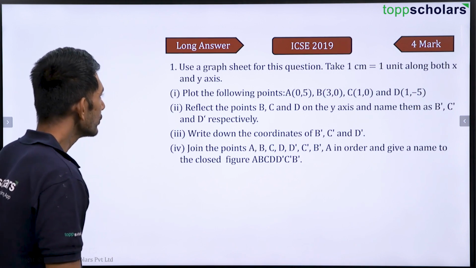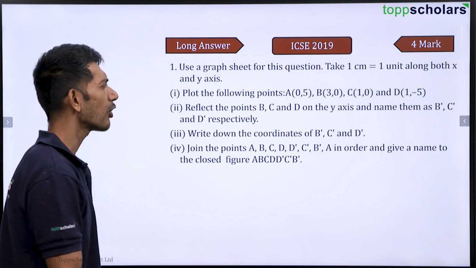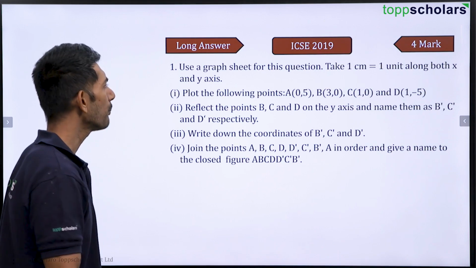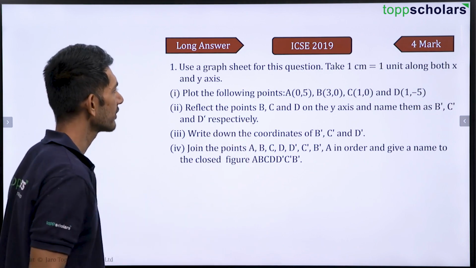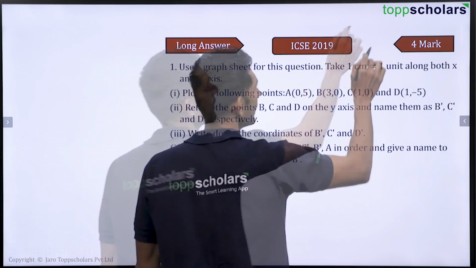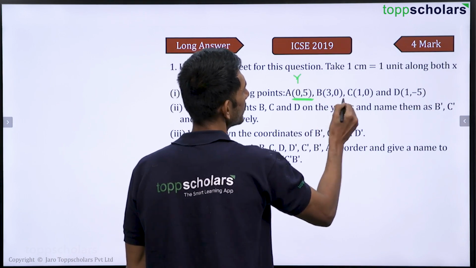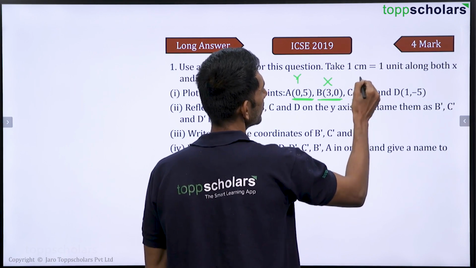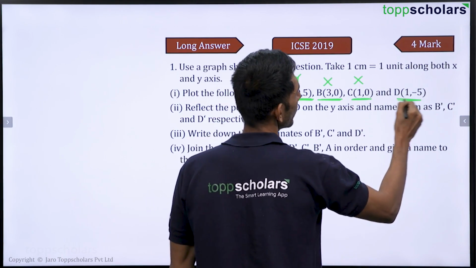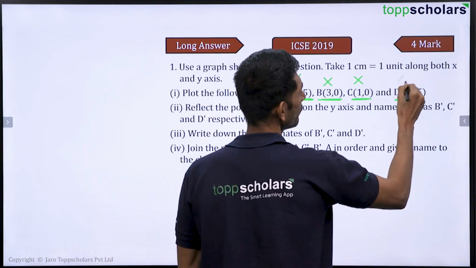Okay, so use a graph sheet for this question. Take 1 centimeter is equal to 1 unit along both x and y axis. Plot the following points. So the first question says we are supposed to plot the points. That is 0, 5. Now understand 0, 5. This will lie on y axis. 3, 0. This will lie on x axis. 1, 0. This will lie on x axis. 1, minus 5. Plus minus. That goes in the 4th quadrant, right?